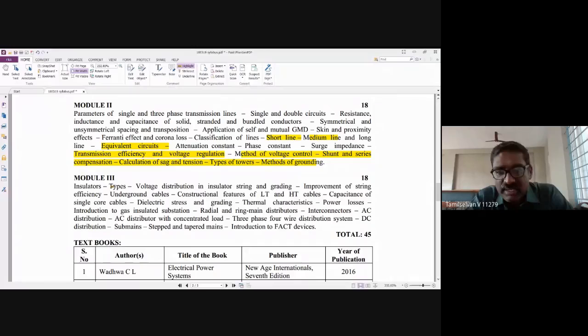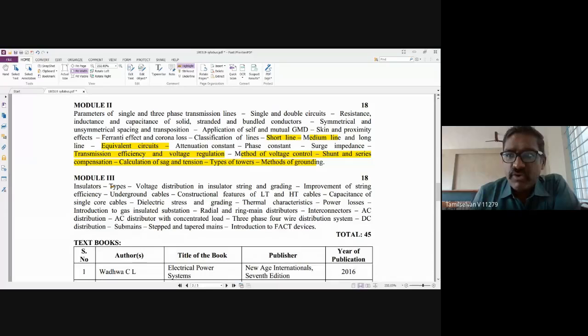Then we are going to discuss the distribution system. Till now we have seen only the transmission part. Next we are going to see our distribution system. What are the different types of distribution systems there are, for AC distribution and DC distribution. We are going to see the distribution system in detail. After that, we have an introduction to flexible AC transmission systems. These things we are going to discuss in our module 3.